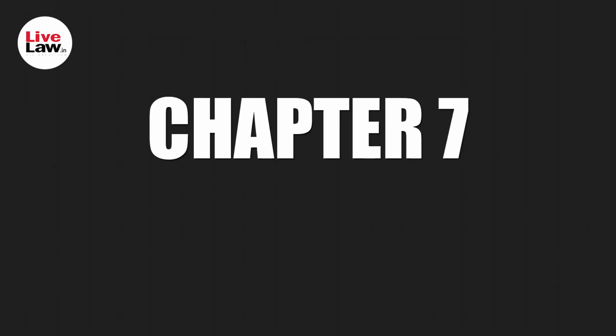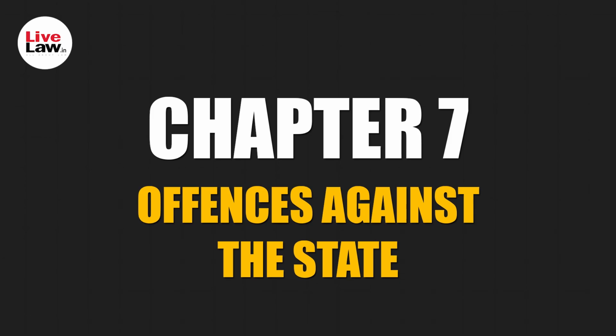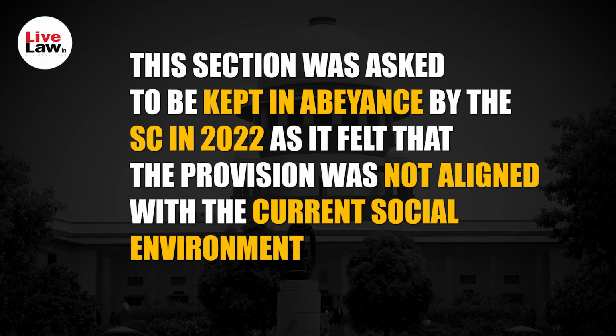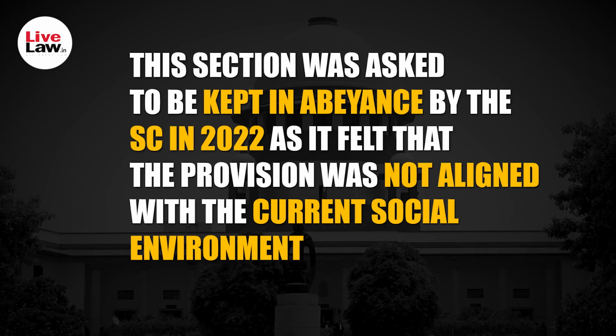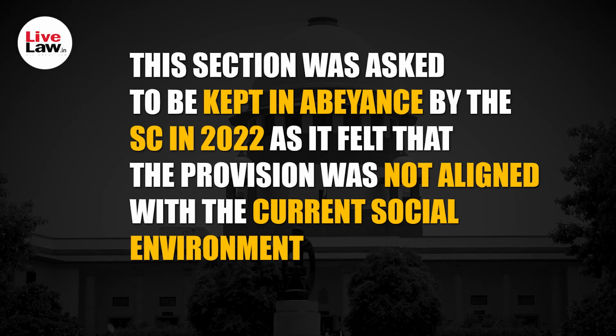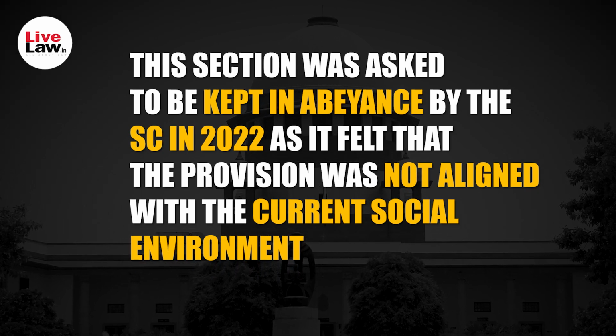Coming to Chapter 7, that is offences against the state. First of all, let me tell you that the offence of sedition has been removed. For those of you who do not know, this section was asked to be kept in abeyance by the Supreme Court in 2022 as it felt that the provision was not aligned with the current social environment.